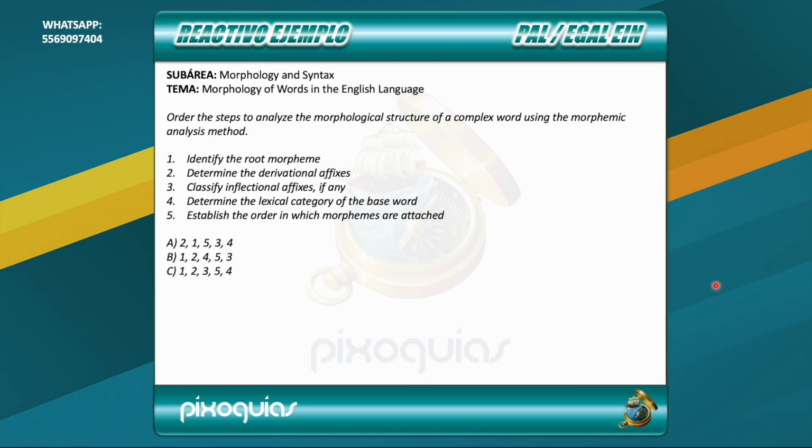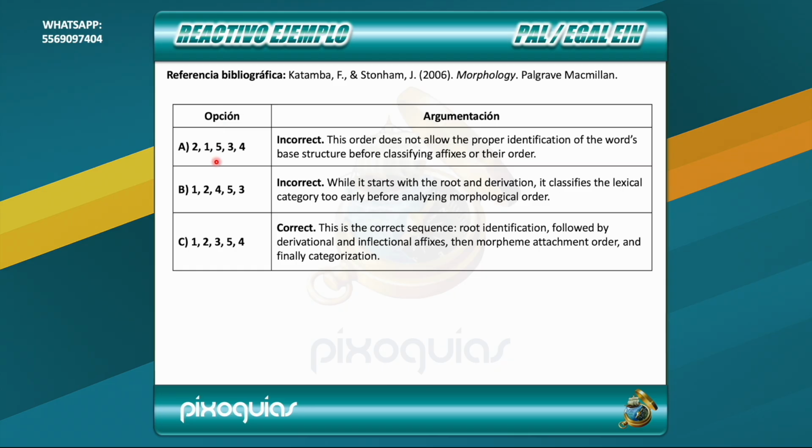This exercise is from the sub-area Morphology and Syntax about the topic Morphology of Words in the English Language. Order the steps to analyze the morphological structure of a complex word using the morphemic analysis method. Well, we have here the different elements. We're going to order them. We can see that the correct answer is C. That exposes that the sequence is 1, 2, 3, 5, and 4. So, this is the correct sequence.